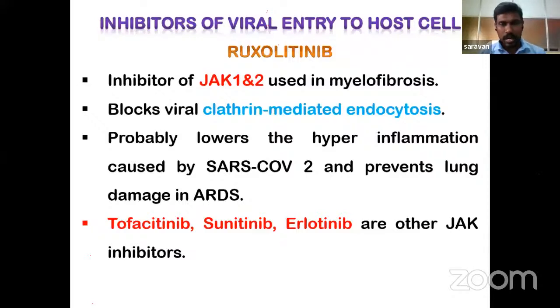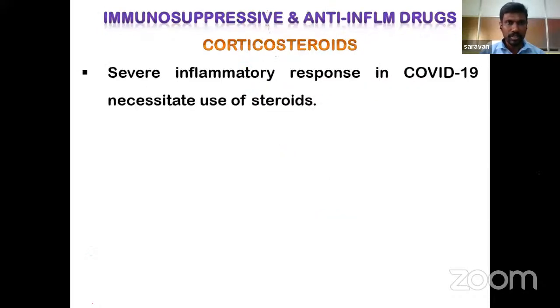Tofacitinib, sunitinib, and erlotinib are the other Janus kinase inhibitors that are in the pipeline in clinical trials for the management of COVID-19 infections. So the next one is immunosuppressive and anti-inflammatory drugs, which are needed in severe cases of COVID-19 infection, especially in the third stage of disease progression.